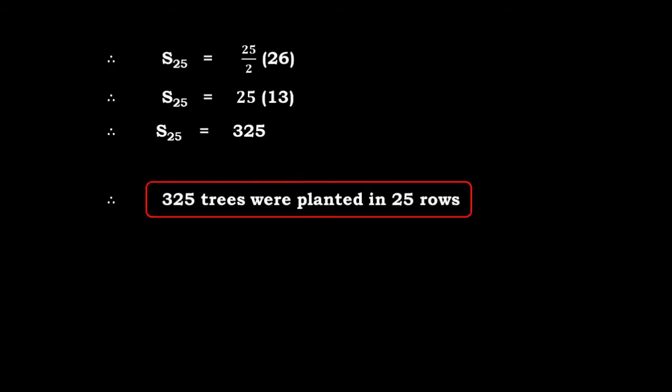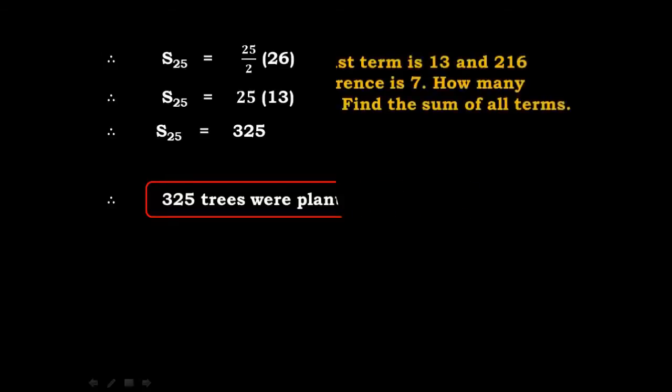See, in each row 1 plant increases, and like this you have to calculate how many plants are there in 25 rows. So we have to calculate S25. So we can use the formula Sn is equal to n upon 2 into 2a plus n minus 1 into d, as it is an AP.